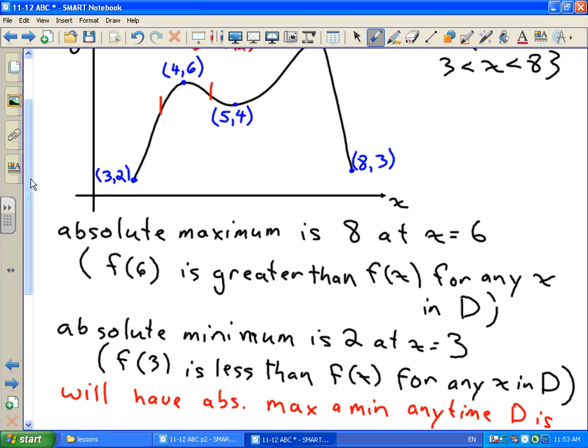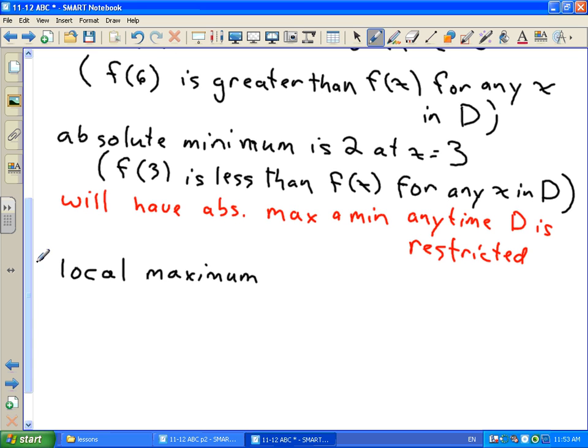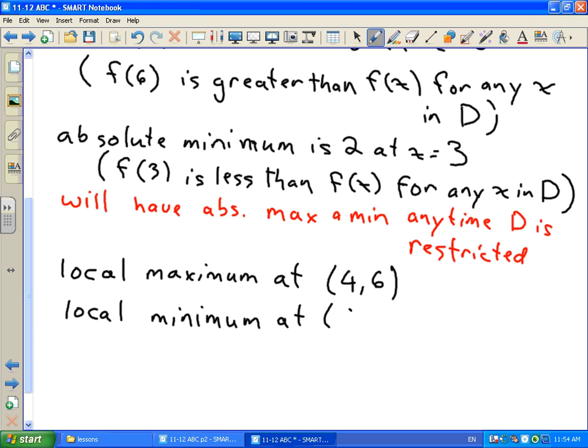Similarly, if we look at x equals 5 here, and we just look at the little region around x equals 5, we see that 4 is the lowest possible value in there. So this is going to have a local maximum at (4, 6), and a local minimum at (5, 4).